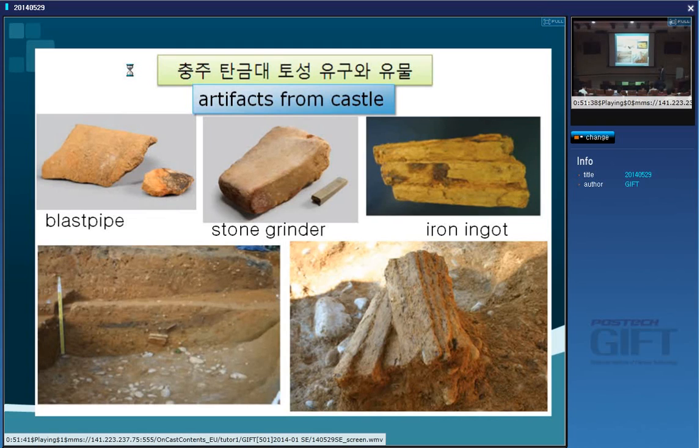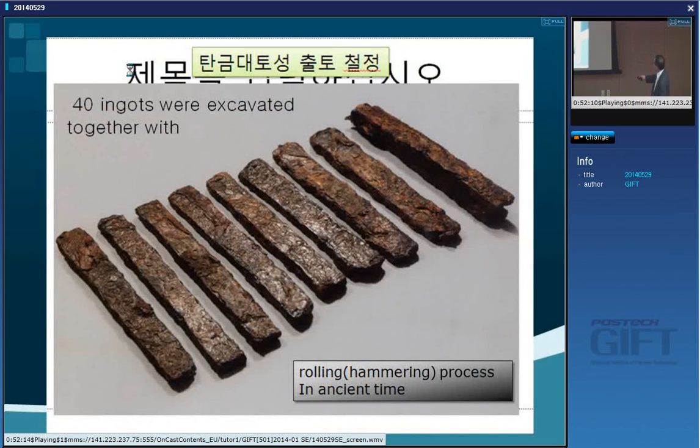Near the Chilgeum-dong site, in the castle, these iron ingots were excavated. This is a blast pipe, stone grinder, and the iron ingot. 40 iron ingots were excavated. These 40 iron ingots are recorded in the historical records of Japan. Yeah, this is the ingot. I'd like to analyze this ingot.